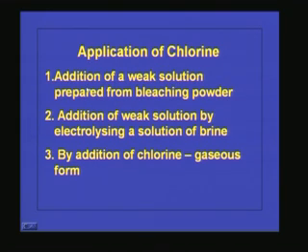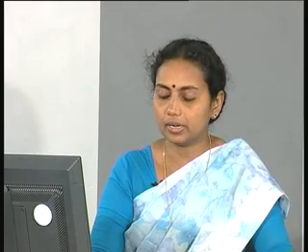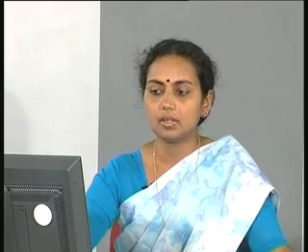So, how can we add chlorine? Chlorine can be added to the system by addition of a weak solution prepared from bleaching powder, by addition of a weak solution obtained by electrolyzing a solution of brine, or by addition of chlorine in gaseous form. So we can add chlorine in different forms, and most of the time water treatment plants use chlorine gas.